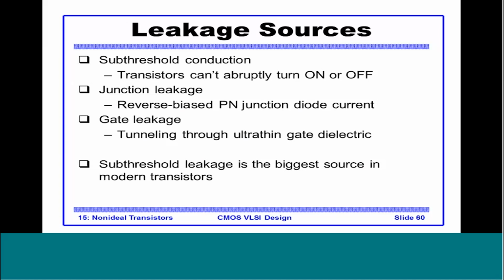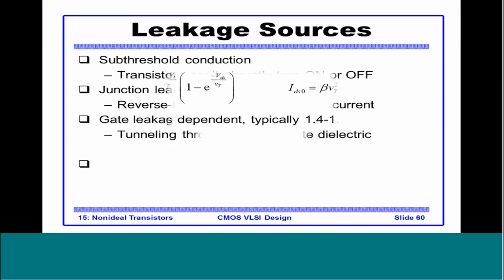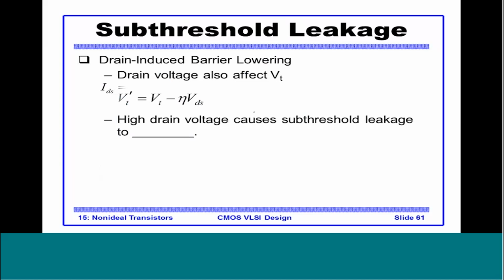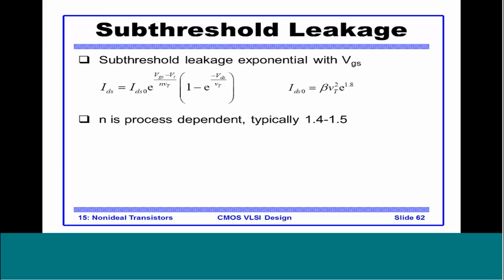Now, subthreshold leakage is the biggest source in modern transistors. This is the equation for subthreshold leakage. I will not go into details of this. Again, you can refer to your device physics for this. What it means is that as the technology progresses, the devices get smaller and smaller. They start exhibiting more and more leakage current.